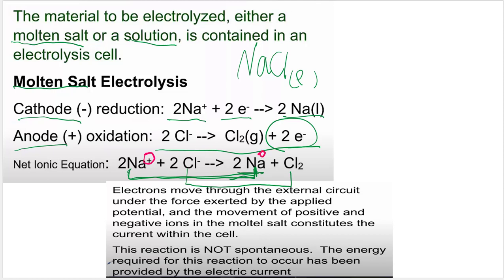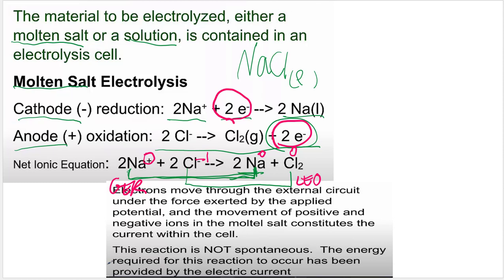So our Na we can see as a reduction, as it gained electrons, and our chloride going from a -1 to a 0 is an oxidation. And we can see that it lost those electrons. And the electrons are moving through the external circuit under a force, and that force comes from an applied potential, typically an outside battery hooked up to this type of electrolytic cell.